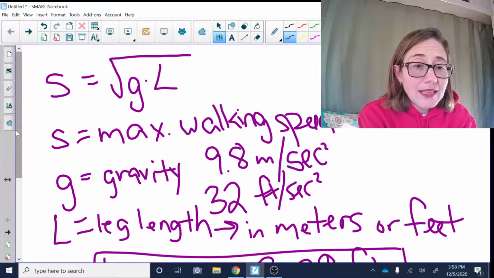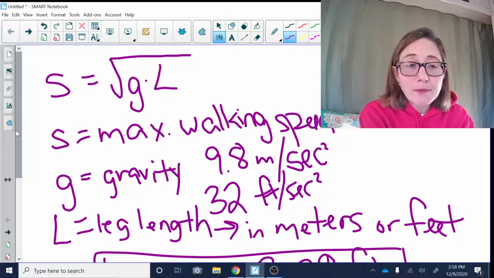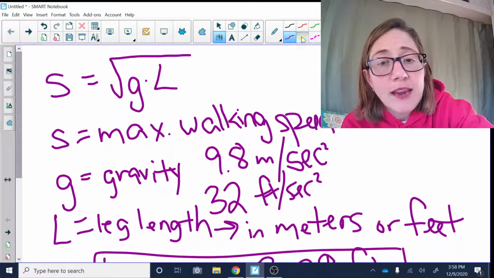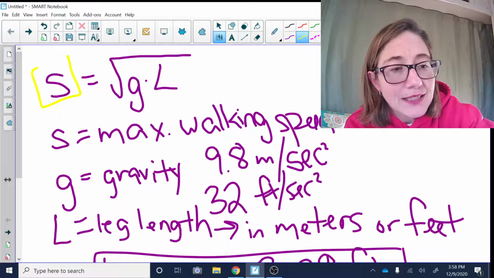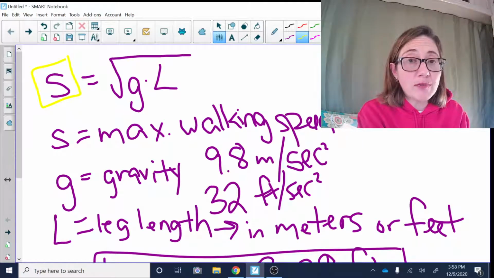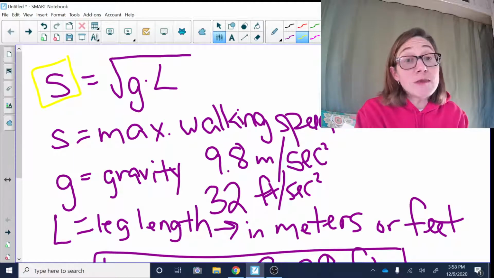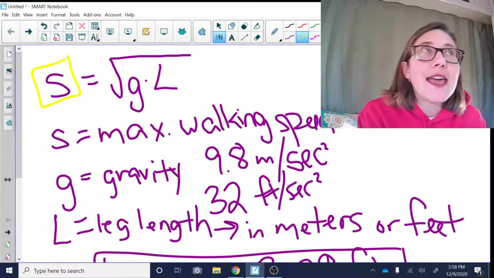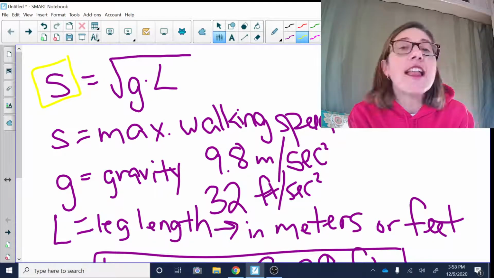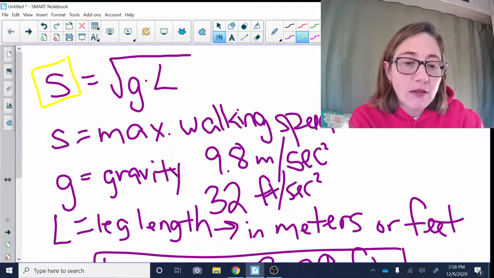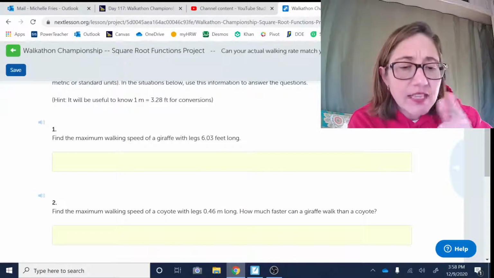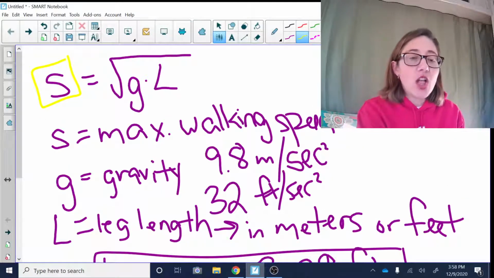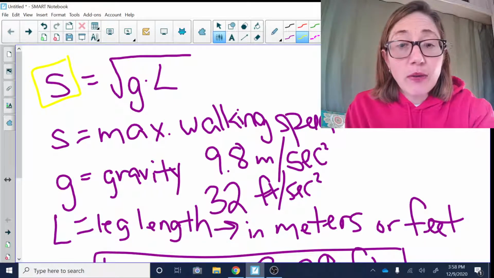So if I'm looking at this, I want to find the giraffe's walking speed. That means I'm trying to figure out S. That's what I'm searching for in this problem. That's my goal, is to figure out S. It gives me the giraffe's leg length. So where's that going to go? Leg length, yeah, for L. So the leg length was, oh no, I forget what it was, 6.03 feet. All right, so that means I'm going to put a 6.03 feet.